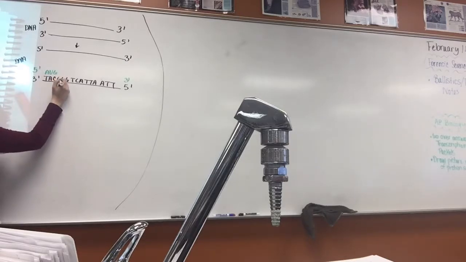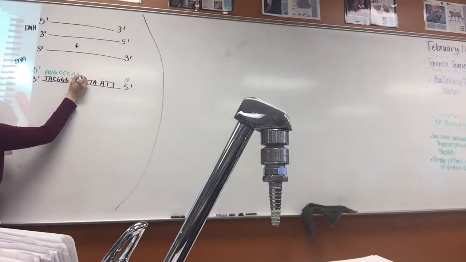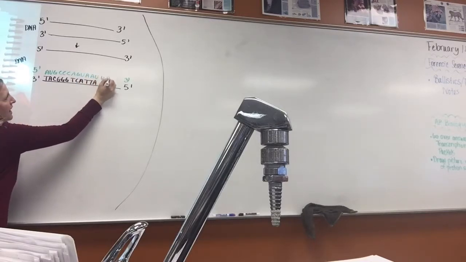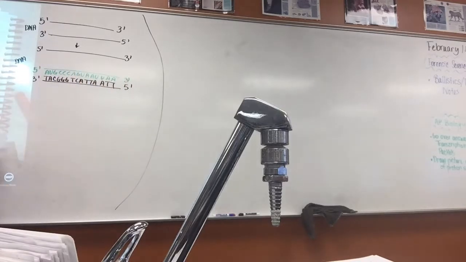Then it's G. Then I'm going to have C, C, C. Then A, G, and then with the A, we get a U. With the T, we get an A, so A, and then U, and then U, A. And I'm going to put the phosphate sugar backbone here. So what I've just done is made an mRNA strand. So we call this the pre-mRNA strand.